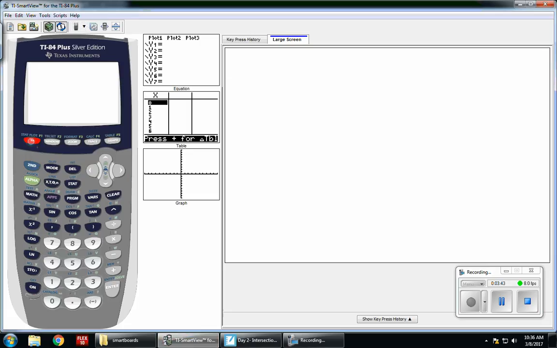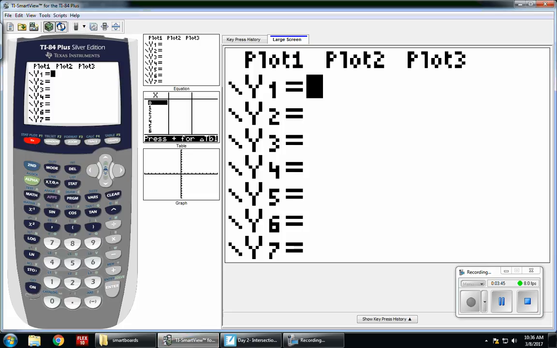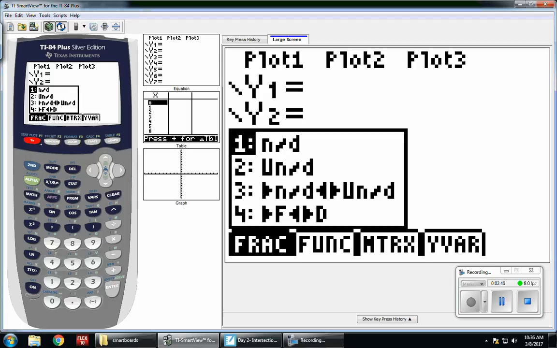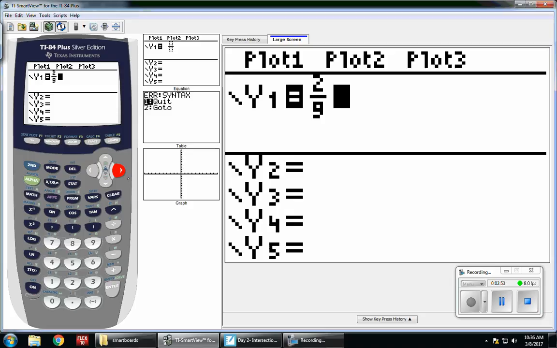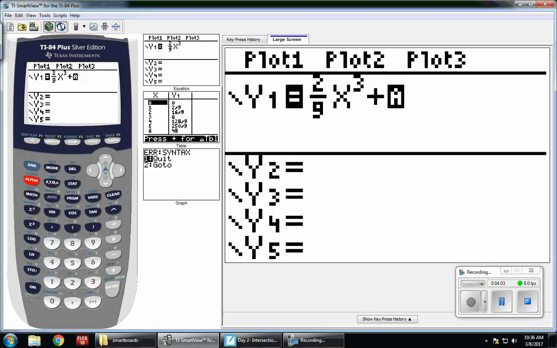We're going to go to y equals. Remember, in order to get the fraction, you're going to hit alpha y equals, enter. And I'm going to type it in, and you should be doing the same thing on your own. Don't forget to hit the right arrow to get out of the exponent before you hit that plus for the next piece.